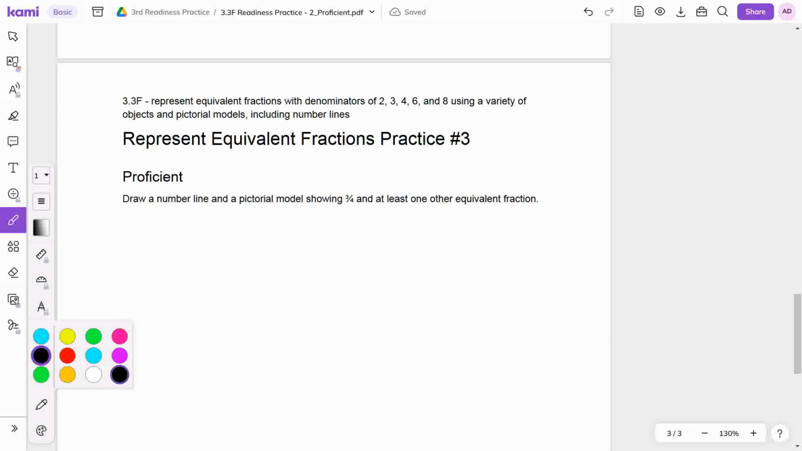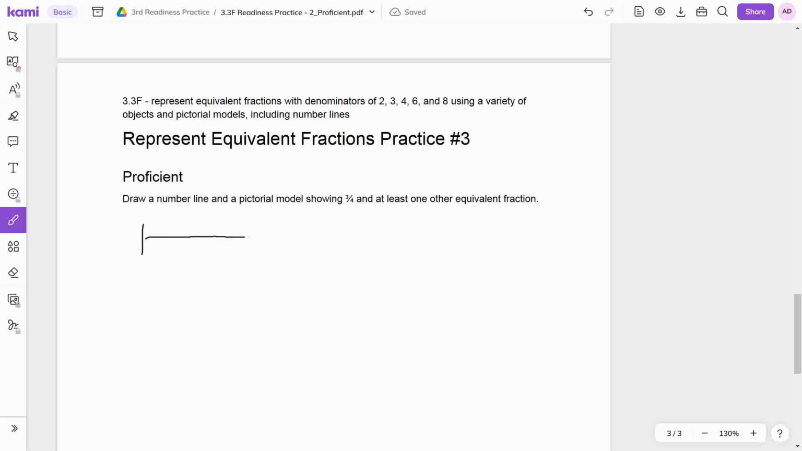All right, for our third one, it says draw a number line and a pictorial model showing 3/4 and at least one other equivalent fraction. Okay, so let's start with the number line. And let's do 3/4. All right, and we'll just do what we did before. So since I'm going to fourths, I know that fourths is when I take a half, and then I take a half of each half. That's just something we need to remember. That's 1/4. I'm going to say that 1/2 is also 2/4. Then I've got my 3/4. So here's my 3/4.